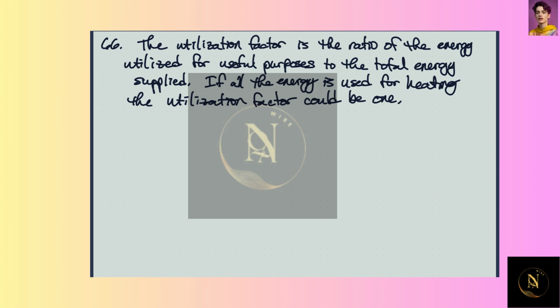The utilization factor is the ratio of the energy utilized for useful purposes, and again, that's kind of a vague term, but for useful purposes to the total energy supplied. And if all the energy is used for heating, the utilization factor could certainly be one, because if you're just using the energy you put into the boiler to heat something, then you're using all of it. So it could easily be one if you're not generating power.